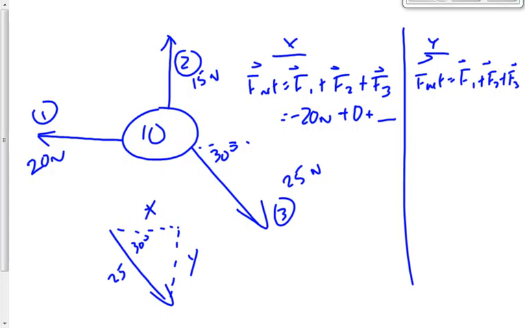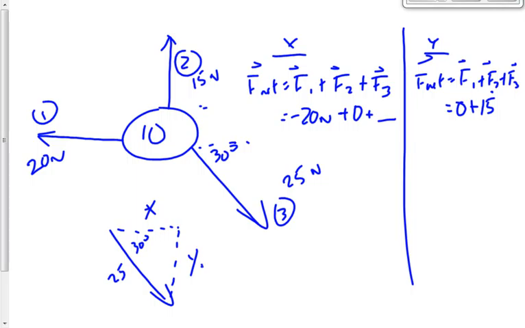Brennan, what's F1 for the Y component? Good. Zero, because it's all horizontal. It was negative 20 before, now it's zero. That's because it was the x-axis that we're analyzing, now it's the y-axis. So we're going to say 0 plus, what's F2? What's the value of F2 for the y-axis? Reese, what's F2? Y-axis? Somebody else have it? Yep. 15 newtons. And F3 is going to be, well, we'd have to find that, right, using the sine function.